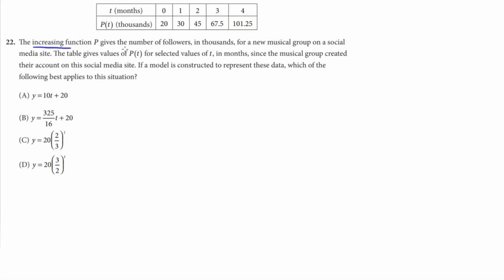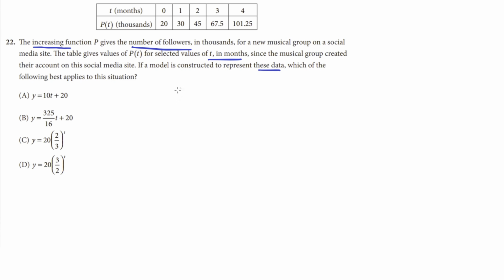The increasing function p gives the number of followers in thousands for a new musical group on a social media site. The table gives the values of p for selected values of t in months since the musical group created their account on this social media site. If a model is constructed to represent these data, which of the following best applies to the situation?